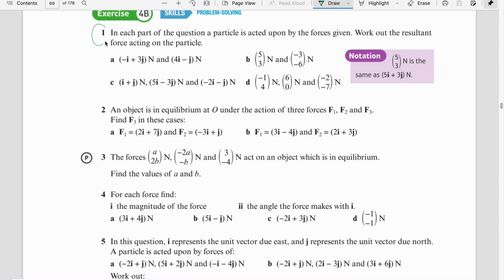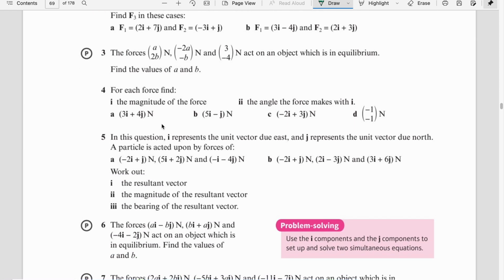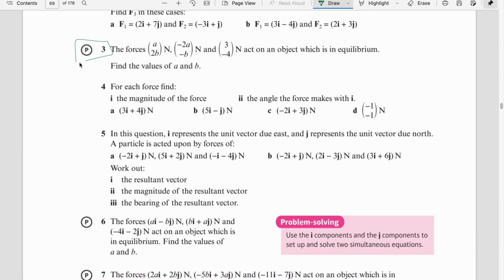Exercise question, skipping this, it is simple addition. Let's see question number 3. It says the forces, this is the x part, this is the y part, or i and j. So first force, second force and third force act on an object which is in equilibrium. Find the values of A, B and C. So if it is in equilibrium, that means the horizontal sum is equal to 0, vertical sum is equal to 0.